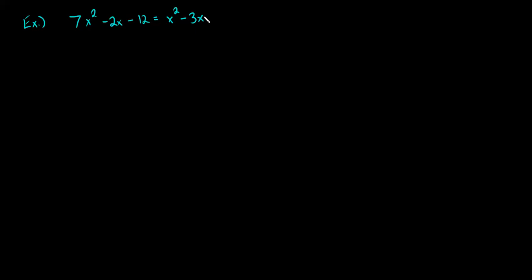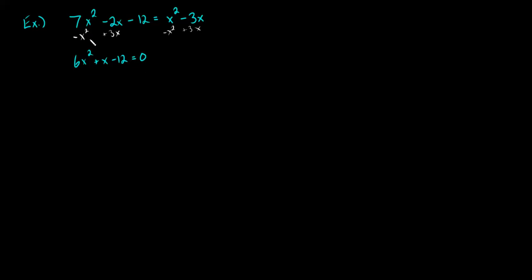Alright, so hopefully you tried this one. So what we have here is stuff on both sides of the equation. What we need, remember, is to get everything on one side of the equation. So I'm going to bring everything over to the left side. So I'm going to subtract x squared from each side, and I'm going to add 3x to each side. And when I do that, I'm going to have 6x squared plus 1x minus 12 is equal to 0. That's what we want. We want everything on one side of the equation, 0 on the other side, okay?